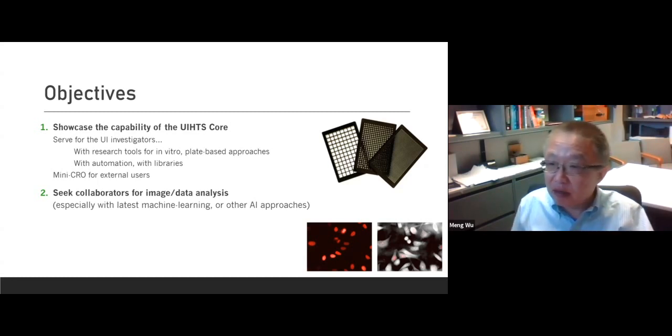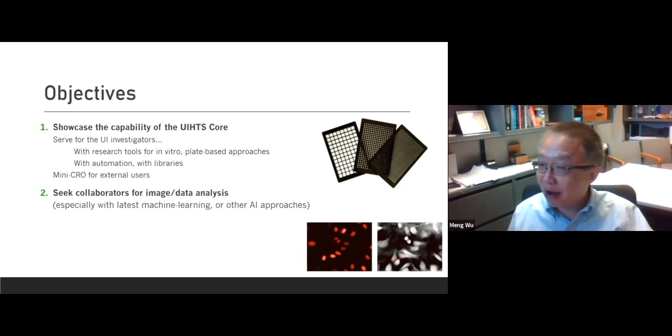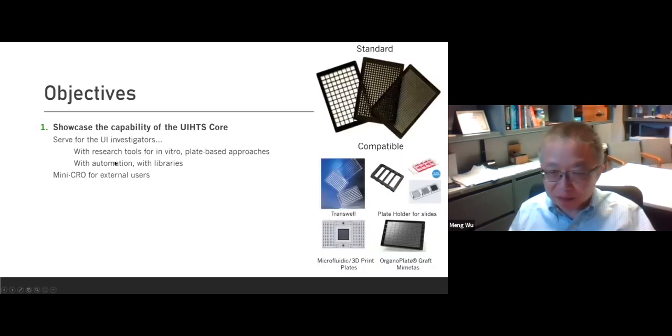Also, we are working as a mini contract research organization for external users. We do have someone interested in using our facility for screening, majorly for a niche project for drug discovery, especially early drug discovery. And with this presentation, I also want to seek collaborators, especially on image analysis and data analysis, nowadays with more machine learning algorithms and other AI approaches. That's my major purpose for this.